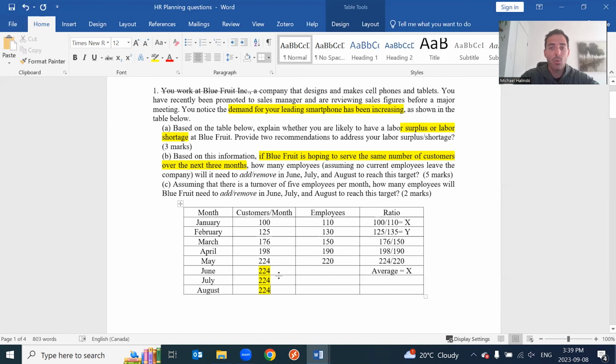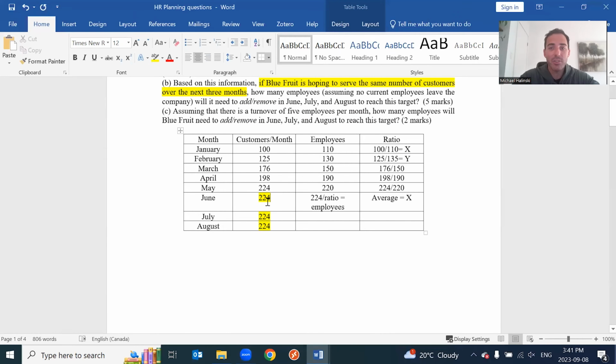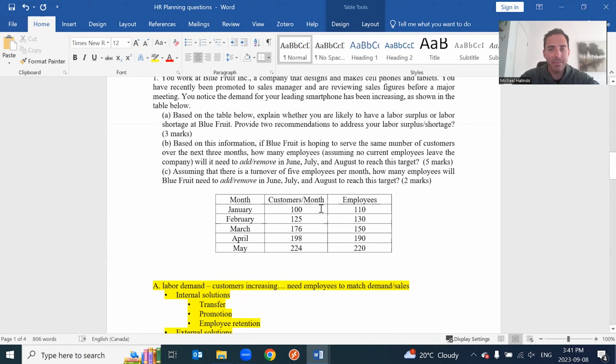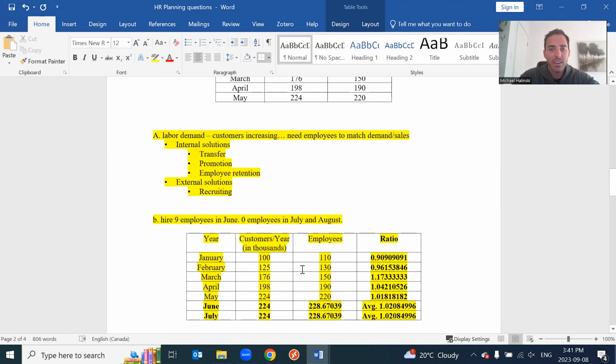And in this case, once you have this number, you maintain that same algorithm to calculate this number. So what you're gonna do to calculate it here is you go 224 divided by the ratio, which is this number, and that equals the answer for the total number of employees. Let's go down here. So here we got 224 divided by this 1.02, and that gives you 228, and that gives you 220.